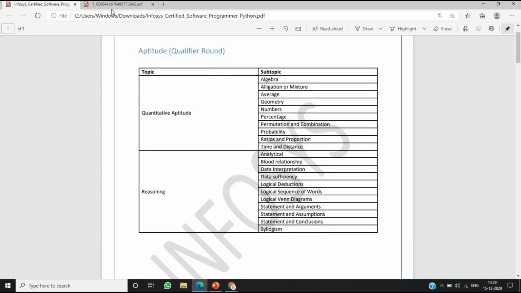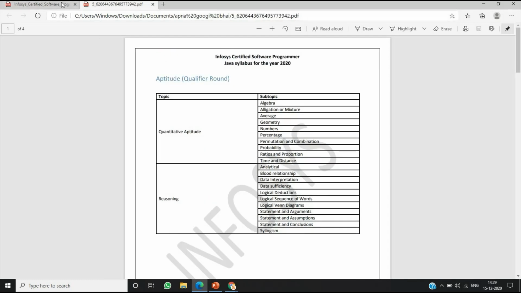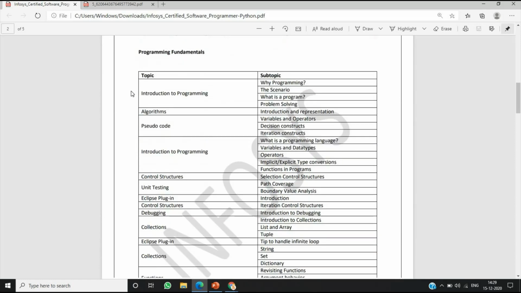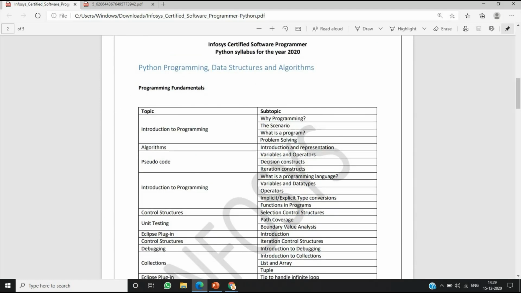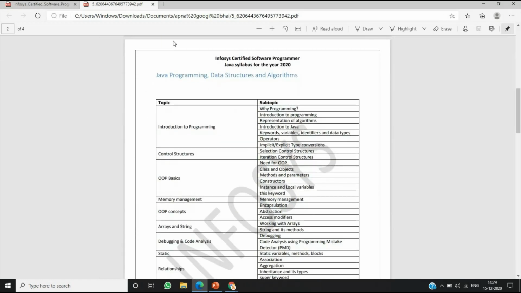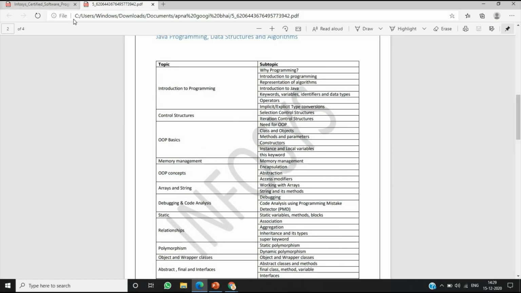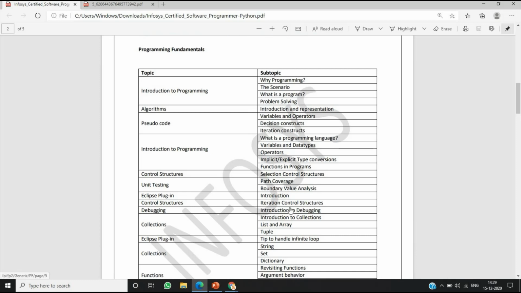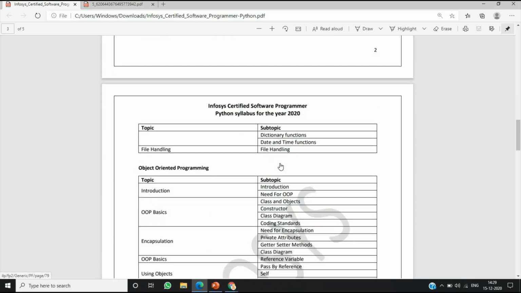So friends, these are the aptitude sections. They are the same in Java and Python. And next, talking about Python programming. There is a different section, because if you select Java programming, this syllabus is applicable. If you select Python programming, this syllabus is applicable.